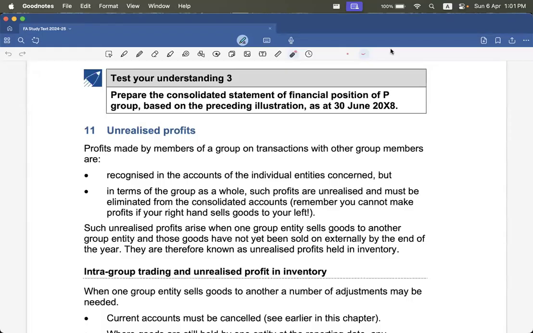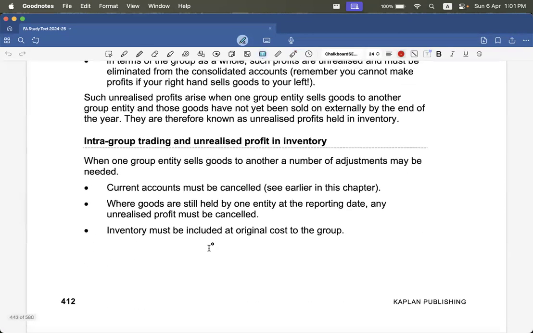So there are two parties involved in a business. When it comes to a parent, subsidiary, associate relationship, there are people involved in the business. What happens is that there can be transactions between the two entities. I'll give an example here.